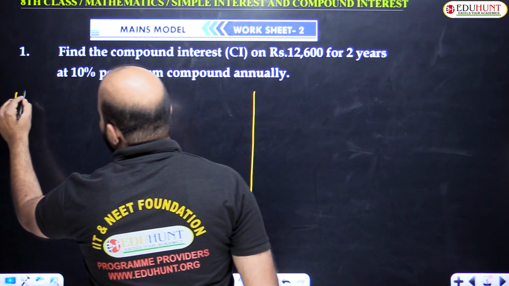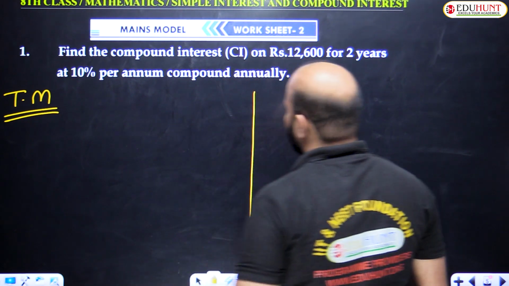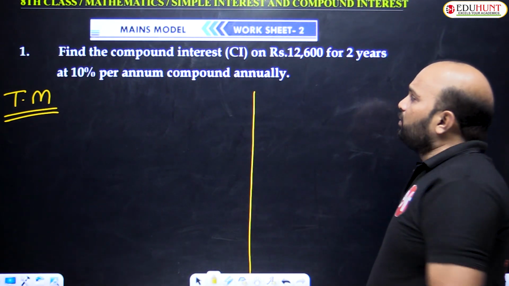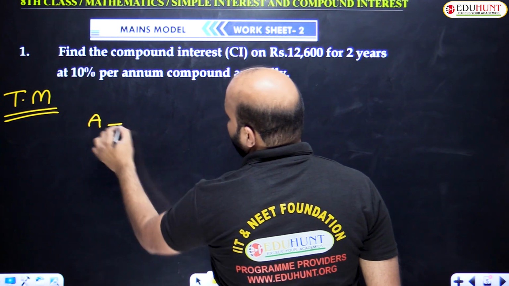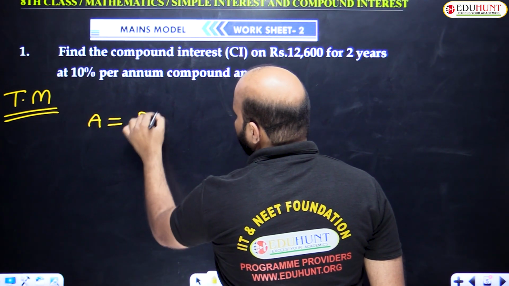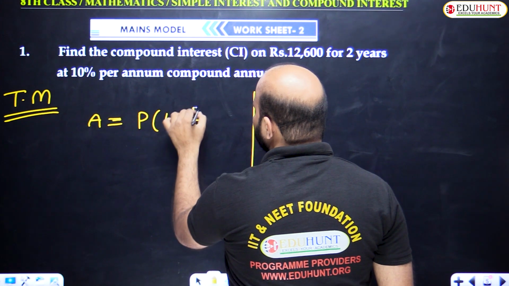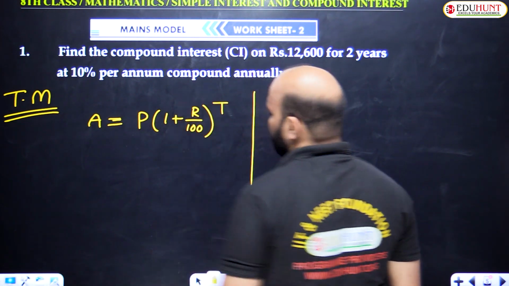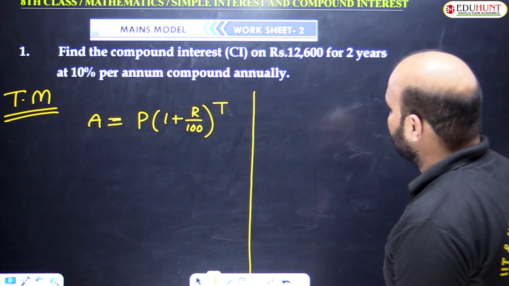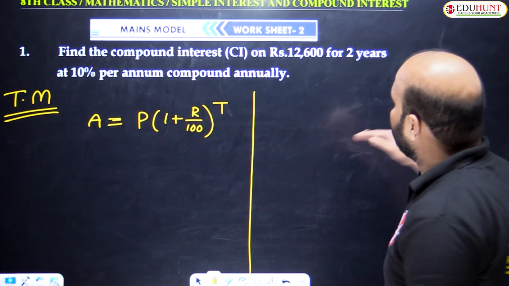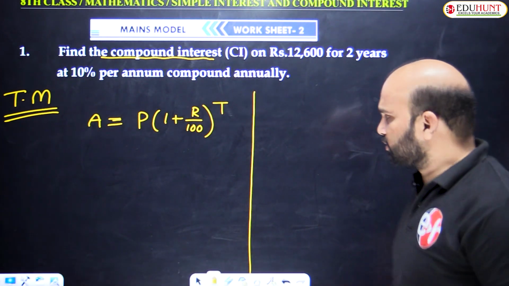So have a look at the traditional method. So what is the traditional method? By using the amount formula, A equals to, what is the amount formula according to compound interest? A equals P into 1 plus R by 100 whole power T. This is the amount formula. So first we will get the A value, nothing but P plus I, P plus compound interest. But the question I am asking is compound interest, nothing but amount minus principal is called compound interest.